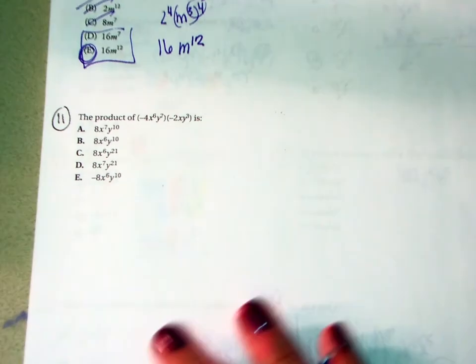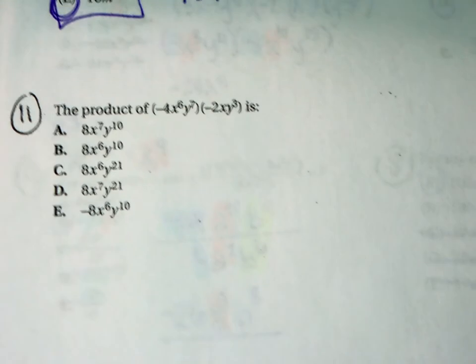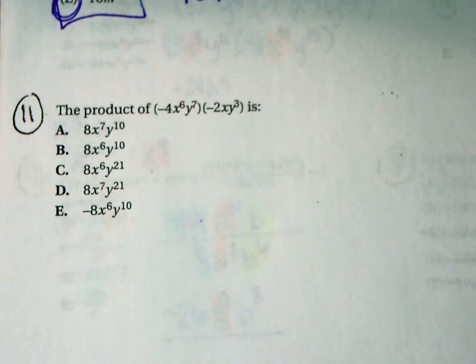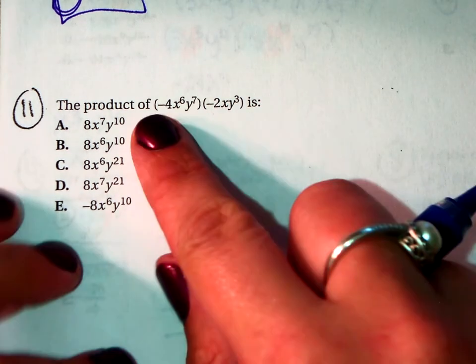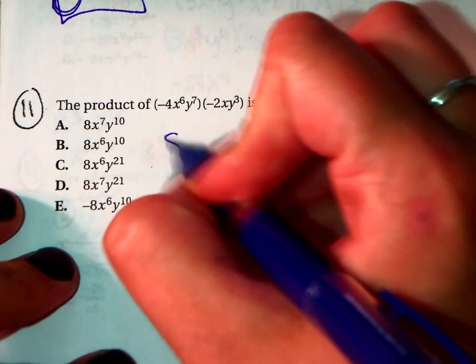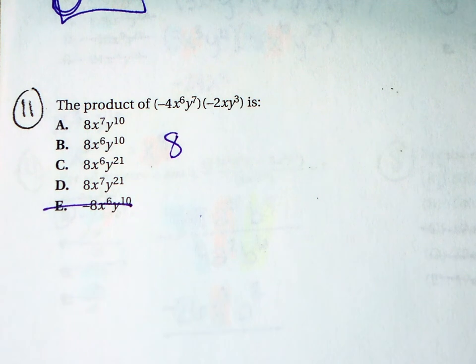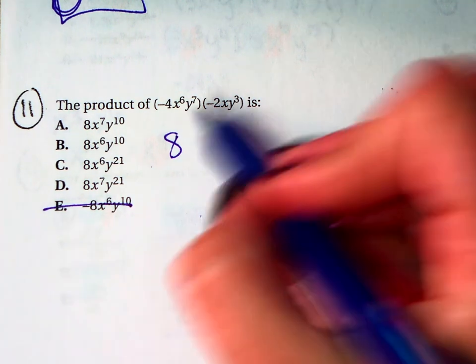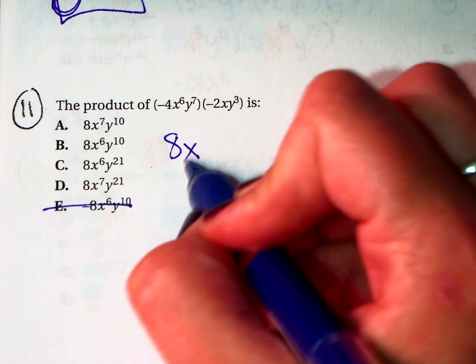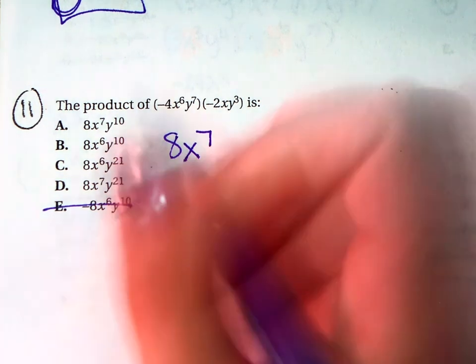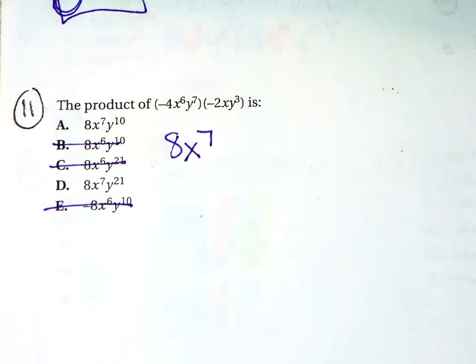All right, let's try the last one, number 11. The product, so right here, nothing is being raised to an additional power, so I'm just going to use the multiply rule. Negative 4 times negative 2 is positive 8, so E is out. 6, x to the 6 times x to the 1, 6 plus 1 is 7, x to the 7. B and C are out.